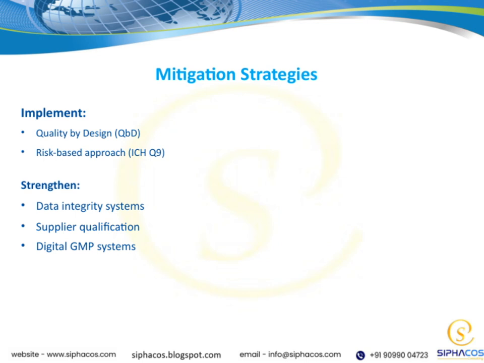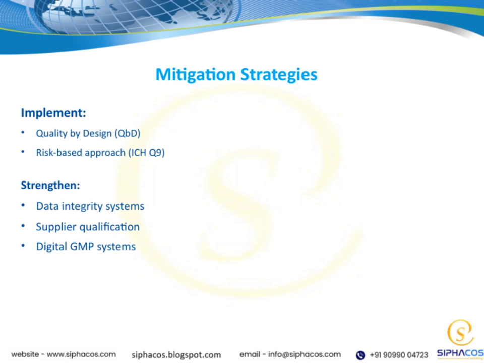Next, we consider a risk-based approach, as outlined in ICH Q9. This means we prioritize our efforts based on the level of risk associated with different processes or materials. By focusing on high-risk areas, we can allocate our resources more efficiently and prevent potential issues before they arise.